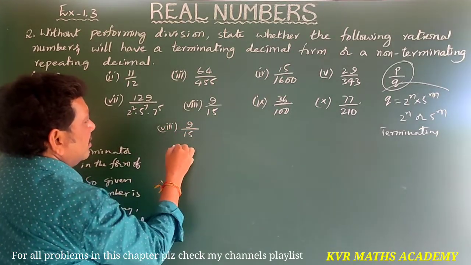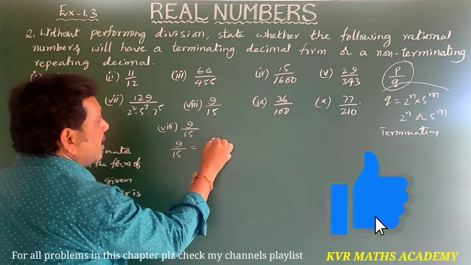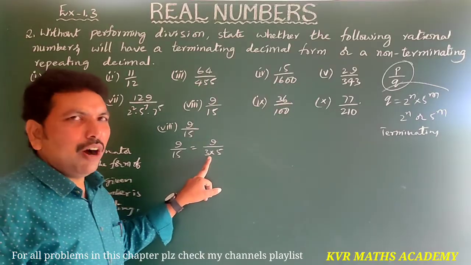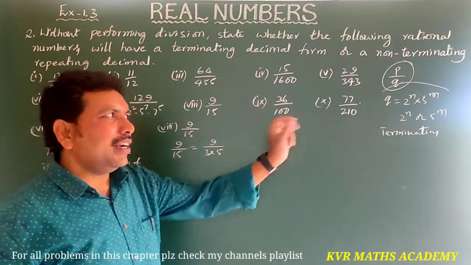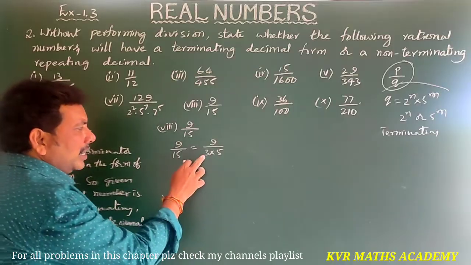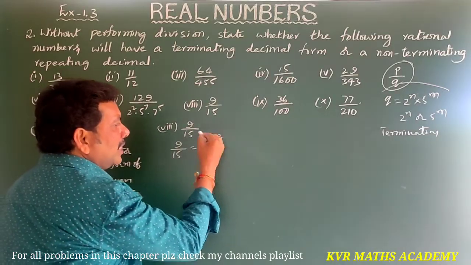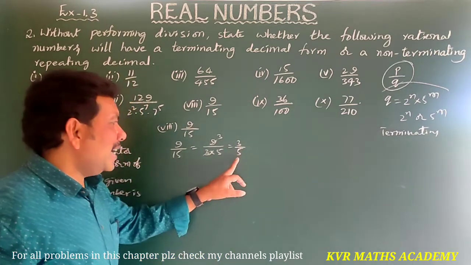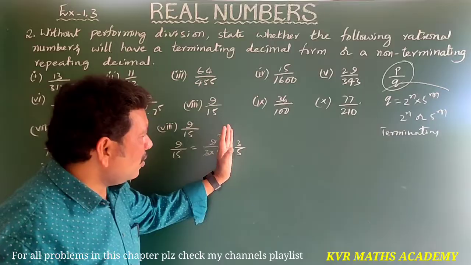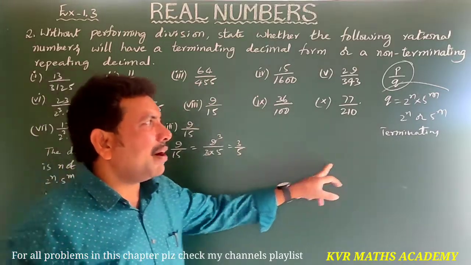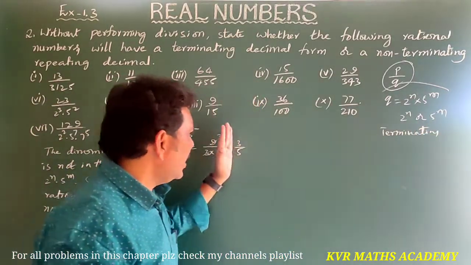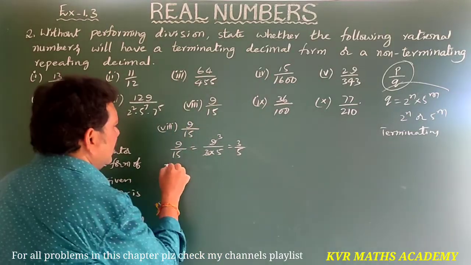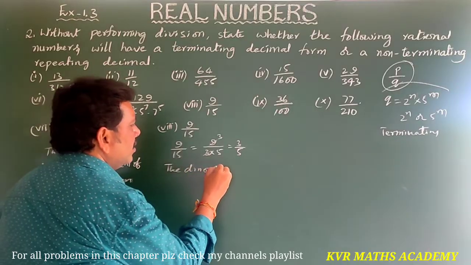Next, coming to the 8th one. 9 by 15. So 9 by 15 is equal to, how can you write, 9 by 3 into 5? So here the denominator is not in the form of 2 power n into 5 power m. Look here. So here 3 in 9, how many times? 3 times, gets cancelled, no? So this is 3 by 5. 3 by 5, right? Yes. Now it is in the form of 5 power m something, right? So it is terminating or not? It's exactly terminating.